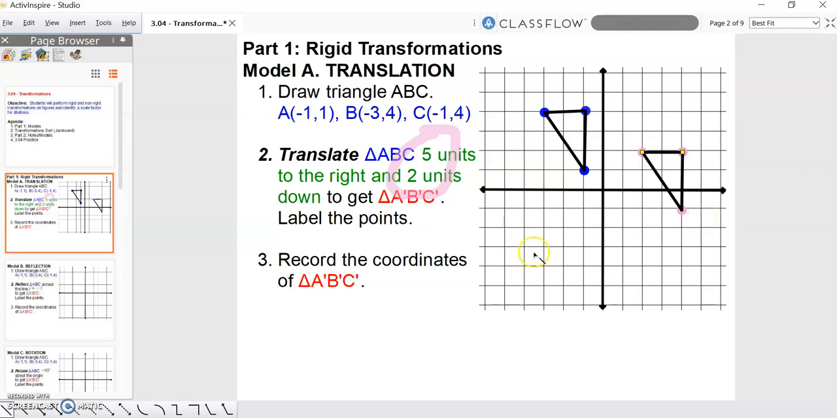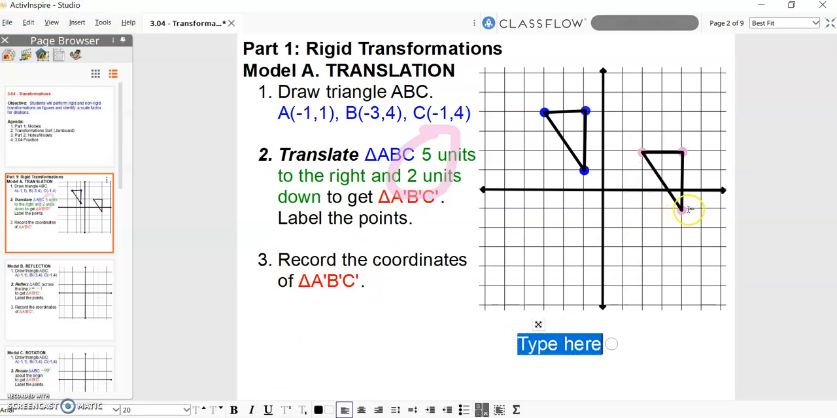Bingo. And that's the first model. Now record the coordinates. Our coordinate A is going to be 1, 2, 3, 4, -1. 4, -1. That is coordinate A. Coordinate B is this guy up here, so we're 4 over, 2 up. And C is this guy, which is 2 over and 2 up.